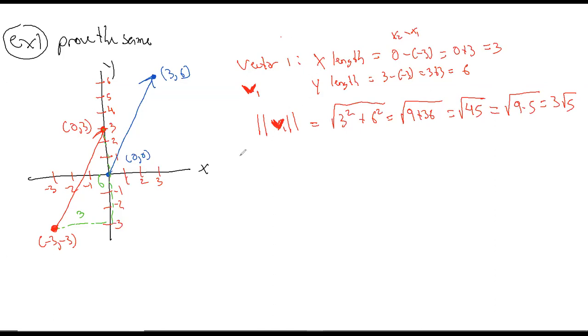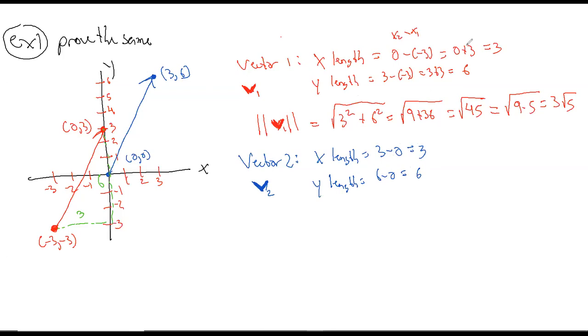Let's go to vector 2, which we'll denote as bold V2. So its x length, again, is just the difference of the x components, which are 3 and 0. And 3 minus 0 is 3. Then the y length is the difference of the y components, which are 6 and 0. 6 minus 0 is 6.